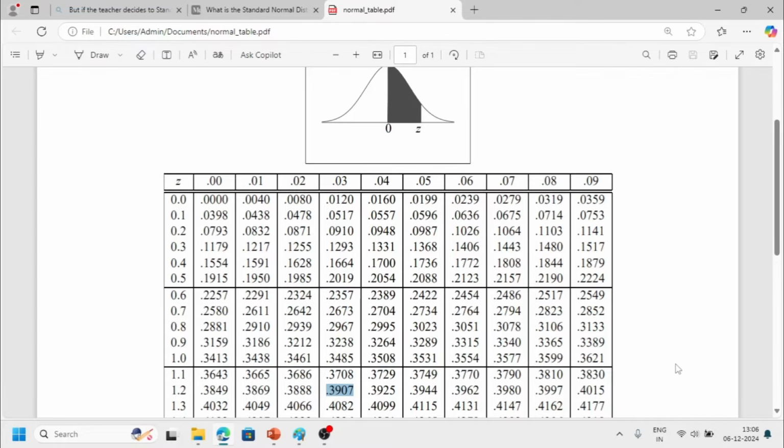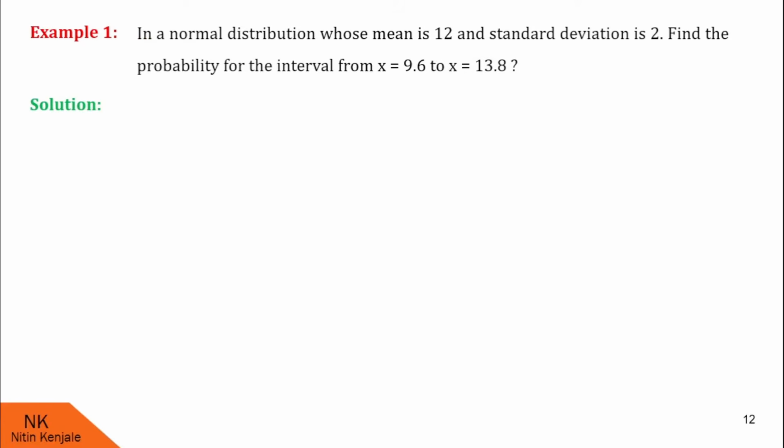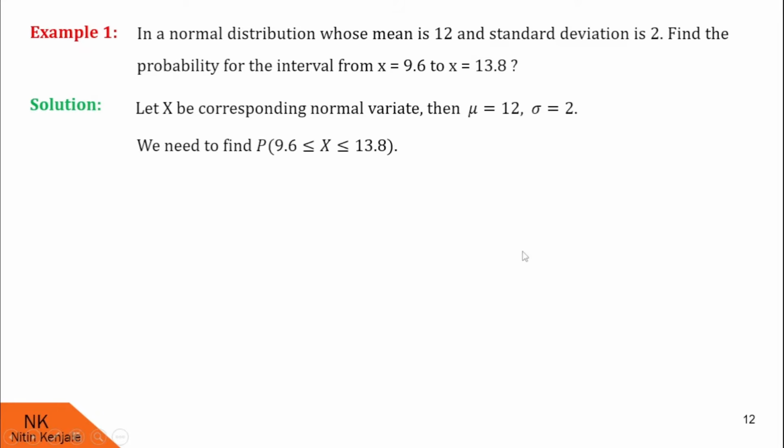Now we proceed for some examples. In this first example, it is given that in a normal distribution whose mean is 12 and standard deviation is 2, find the probability for the interval from x equal to 9.6 to x equal to 13.8. Let us proceed for the solution. Let x be the corresponding normal variable with mean mu equal to 12 and standard deviation sigma equal to 2. We need to find the probability of x between 9.6 and 13.8. Now we define the standard normal variate z as x minus mu upon sigma.